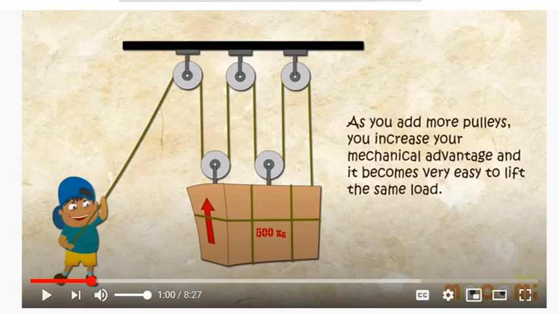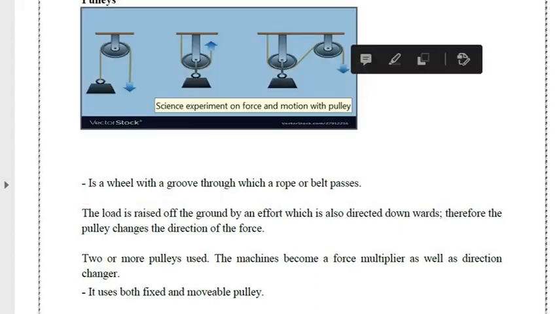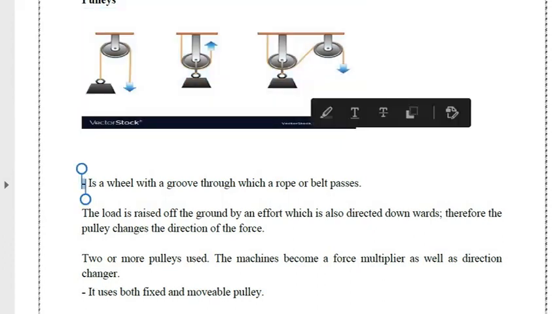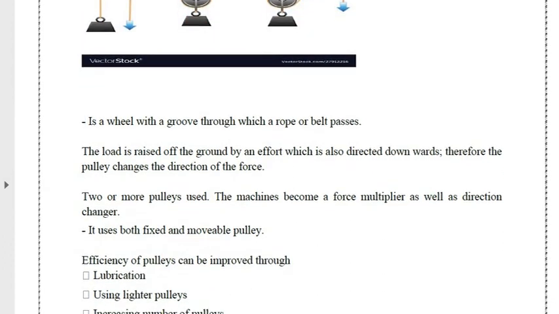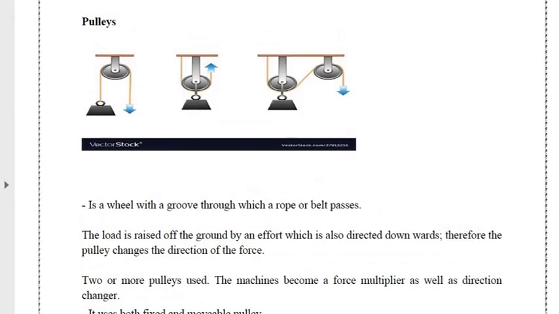Right, so these are now multiple pulleys. Let's see here. Here you see that on this diagram you have what we call a single pulley, and those are two pulleys, right? Multiple pulleys, and included in your notes that if two or more pulleys are used, the machine becomes a force multiplier as well as a direction changer. Because the main issue about the pulley is that one is a direction changer, the direction of effort. So your direction of effort is now downwards. And when your direction of effort is downwards, it's aided by gravity.